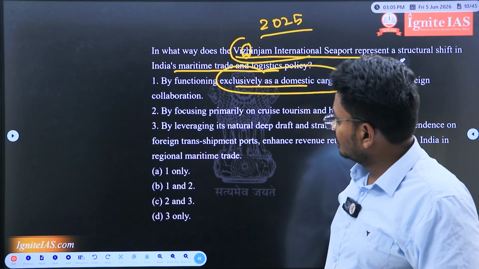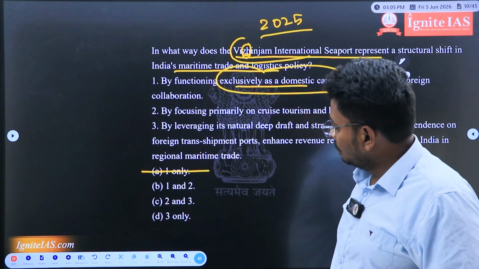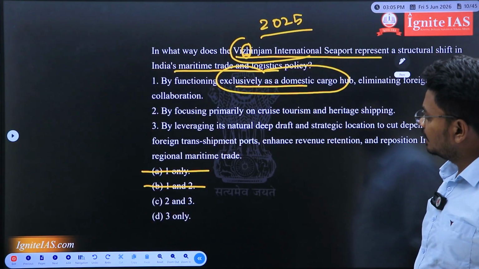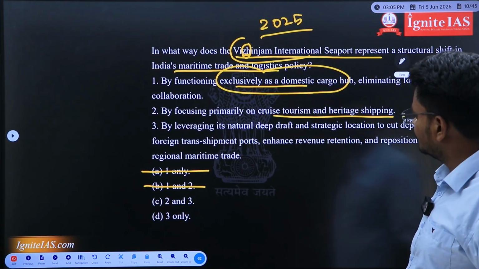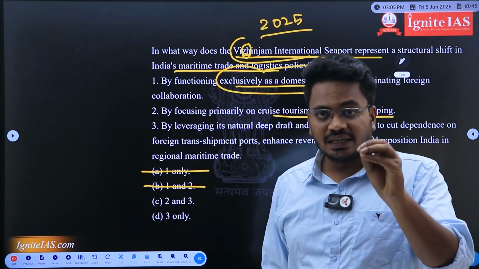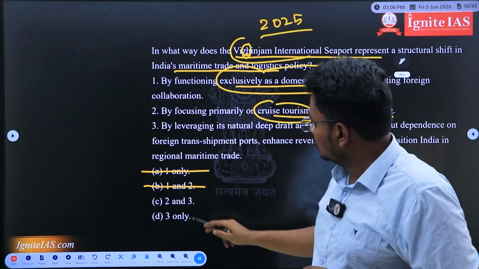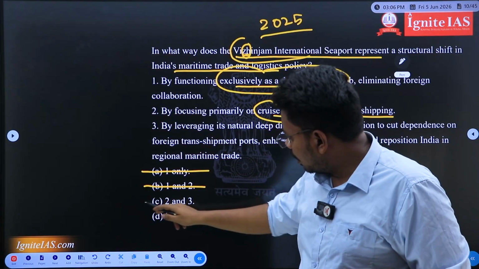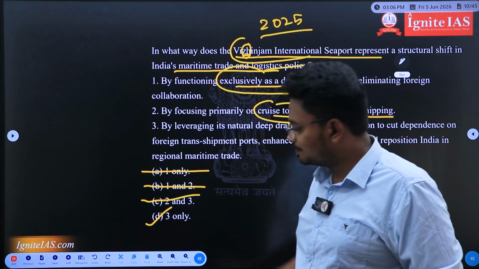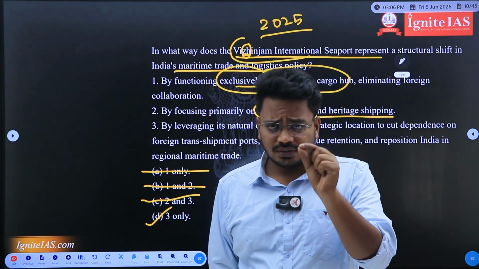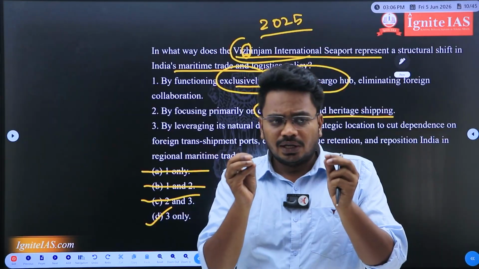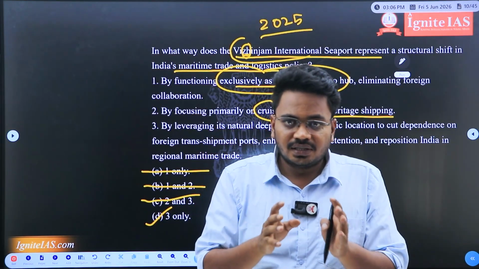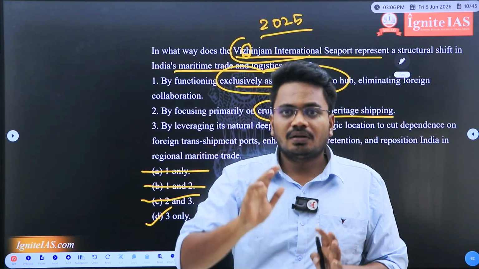So if you go by the elimination method, you can take out option A and option B. Now, the second statement: by focusing primarily on cruise tourism and heritage shipping. No, it is focused on international trade, not on cruise tourism. So you can eliminate statement 2 as well. If you eliminate statement 2, option C is gone. So the answer will be option D. Again, if you have some knowledge, or if you read something regarding this seaport during your preparation time, we can apply our knowledge.